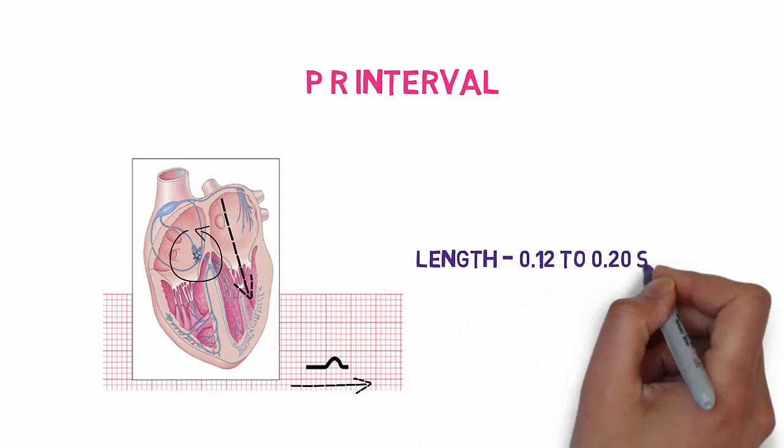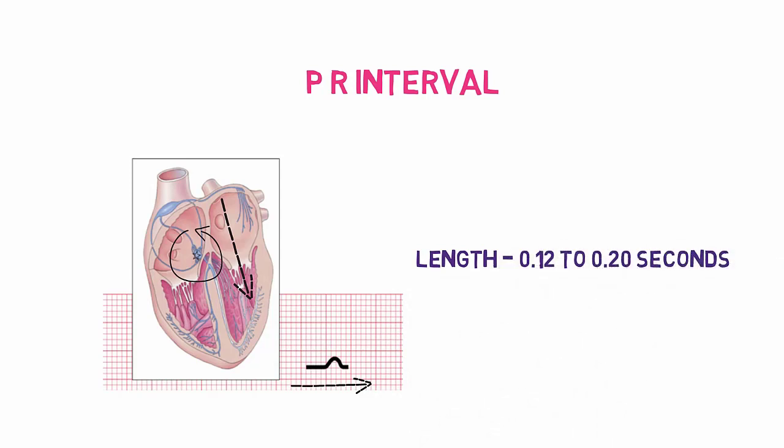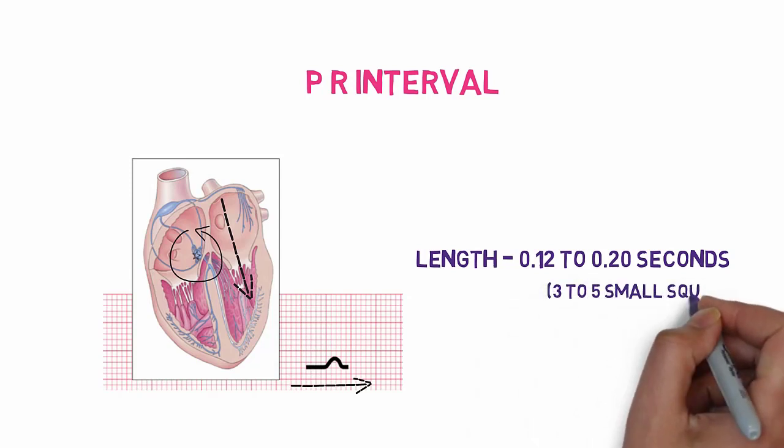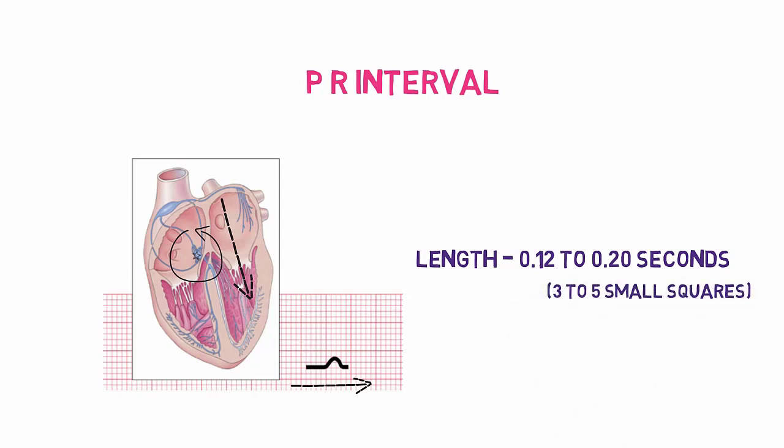In a normal ECG, the length of the PR interval is 0.12 seconds to 0.20 seconds, that is, 3 to 5 small squares.